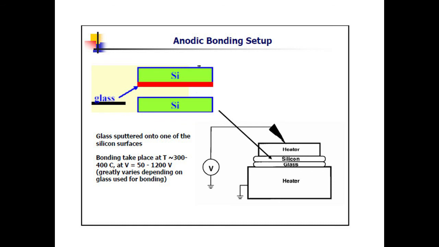By referring to slide number 79, you can see that we have silicon, then the glass, and also the silicon. So we put together this setup. How is the glass put onto the silicon surfaces? You sputter the glass. By using the setup, the bonding will take place at 300 to 400 degrees, and the voltage used is around 50 to 1200 volts.